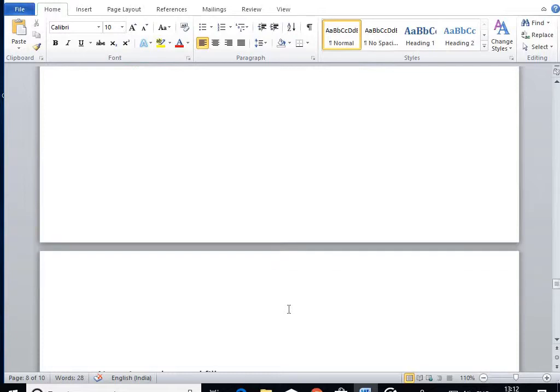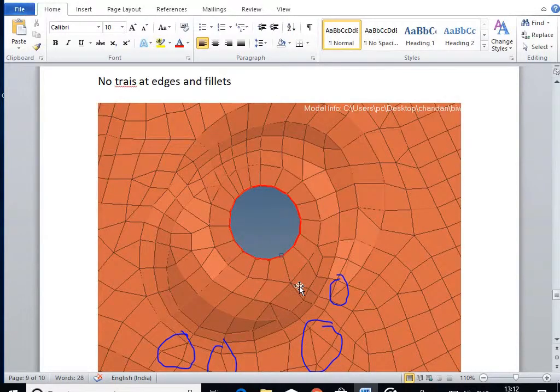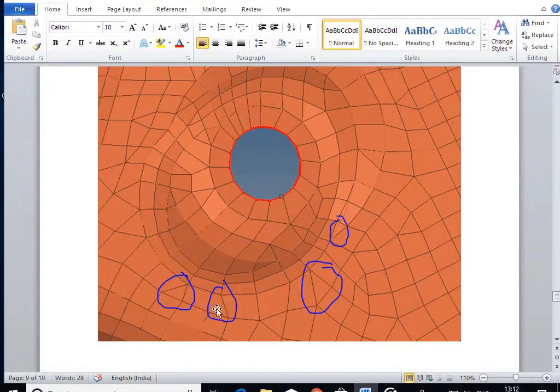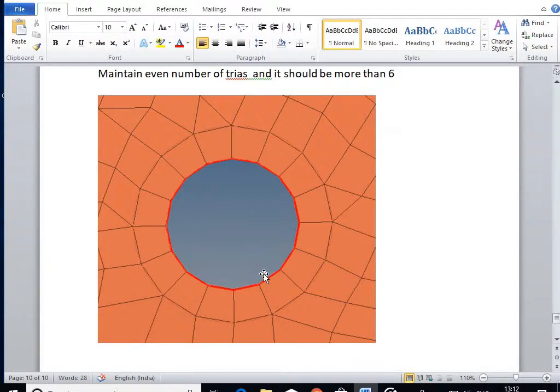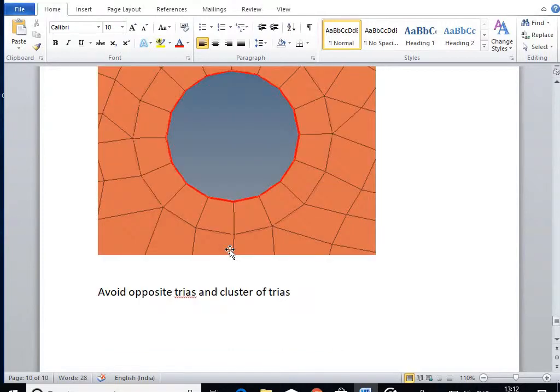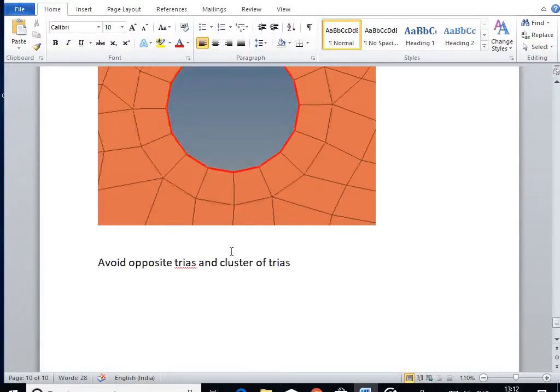Next, you can see you should not make trias on edges. See, this is the best example. So always maintain an even number. If you check the washer elements, it should be greater than 6, and no tria should form on the edges of the washer. These are the basic guidelines you need to follow before you go to meshing.